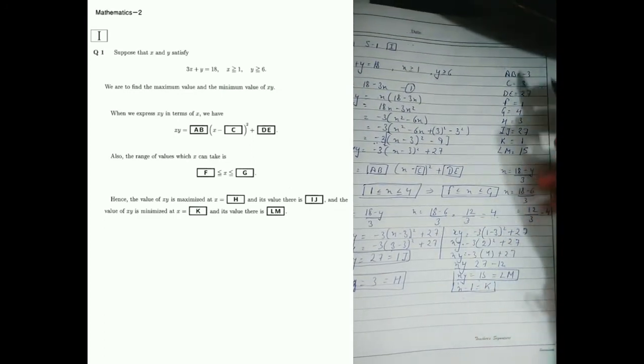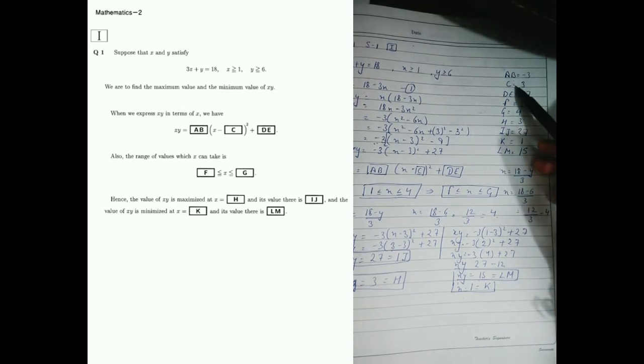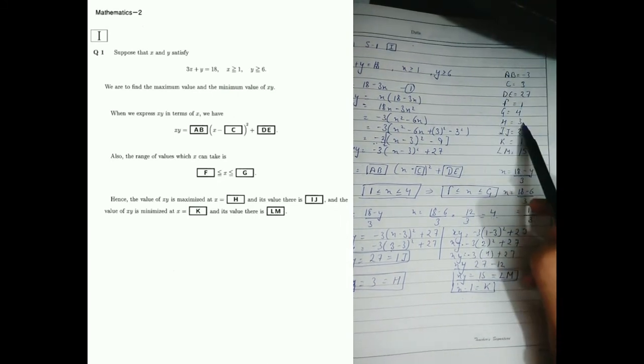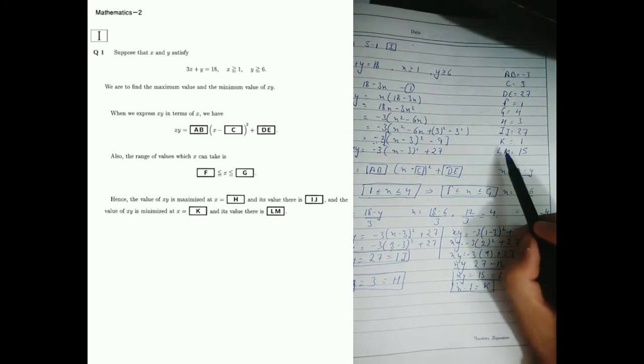So I hope that you have understood the whole question. So we can check the values here, which is AB is equal to minus 3, C is equal to 3, DE is equal to 27, F is equal to 1, G is equal to 4, H is equal to 3, IJ is equal to 27, K is equal to 1, and LM is equal to 15.